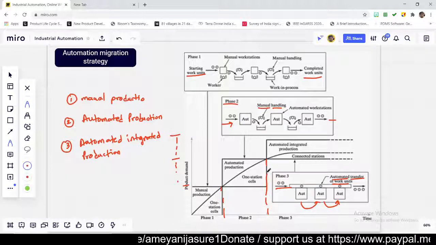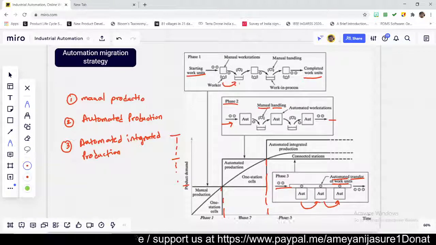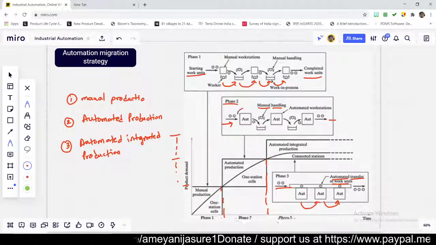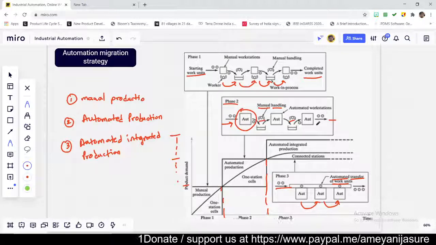So to summarize this migration strategy, first everything is manual. The operation, handling, everything is manual. That is your first state of production. Then the second phase of production is you change the machines to an automatic system, keeping handling manual. And in the third phase, you try to automate everything, the handling systems and the machines, everything.